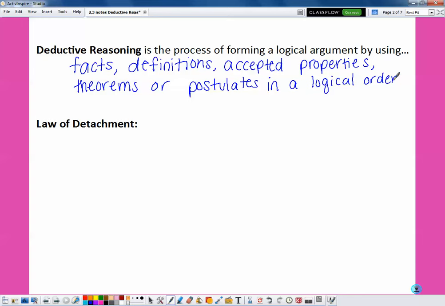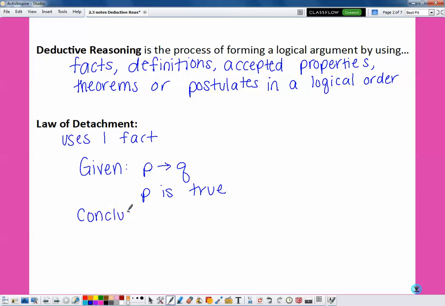The law of detachment uses one fact to make a conclusion. So it would be something like, if we were given that if P then Q happens, and then they tell us that P is true, we can make a conclusion that therefore Q is true.